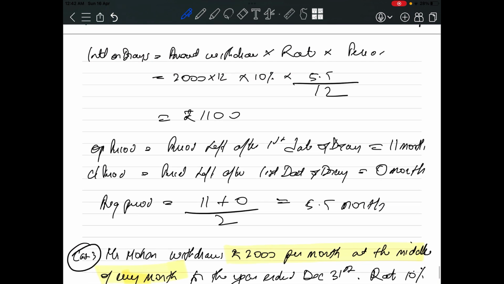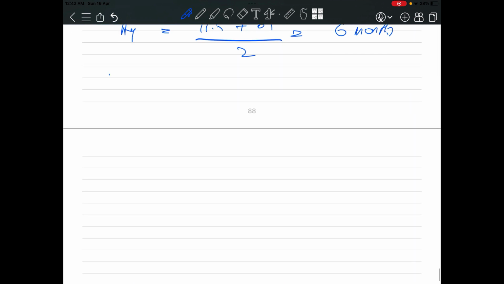Now can I calculate interest? Yes, I can calculate interest on drawings. Interest on drawings is 2000, I have withdrawn it 12 times, into rate of 10%, and it is for the average period of 6 months. So simple. So the amount will be 1200.